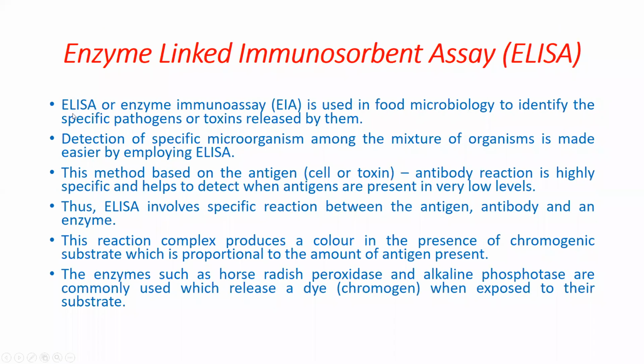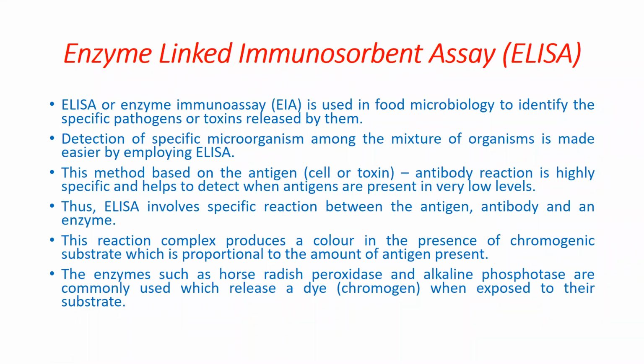So ELISA, basically enzyme immunoassay, is used in food microbiology to identify the specific pathogen or toxin released by them. It uses the enzyme immunoassay to identify the specific pathogen or toxin, and detection of a specific microorganism among a mixture of organisms is made easier by employing ELISA, and this method is based on the antigen. This is important. ELISA is based on the antigen and antibody reaction.